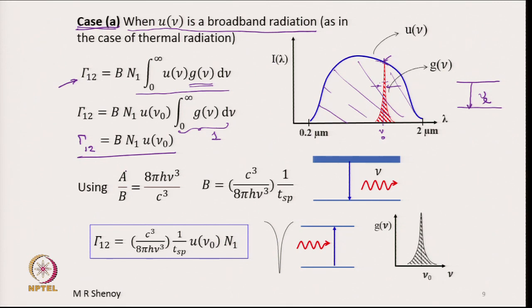Using A by B equal to 8 pi h nu cube by c cube, we can substitute for B, and we have this expression: gamma 12 is equal to c cube by 8 pi h nu cube into 1 by t spontaneous into u of nu 0 into N1. So, this gives us the rate of absorption. It is the same thing illustrated here, to say that G nu is a very narrow function centered around the central frequency nu 0, and therefore the rate of absorption is given by this expression.